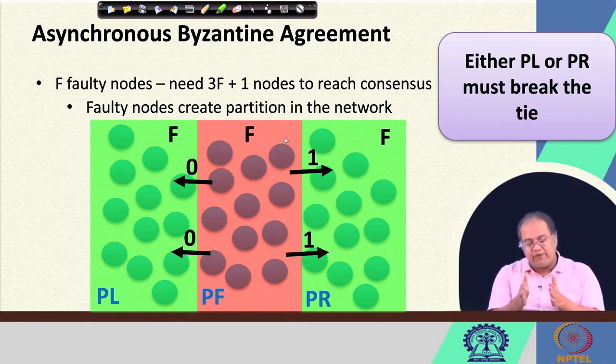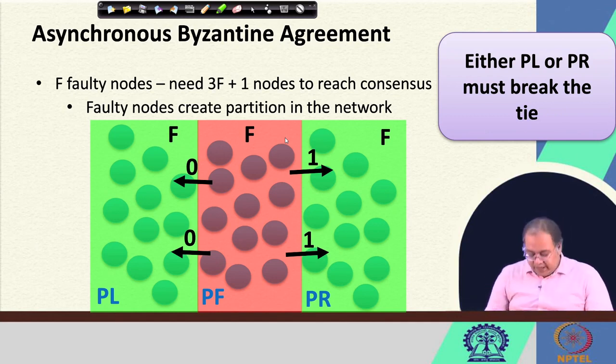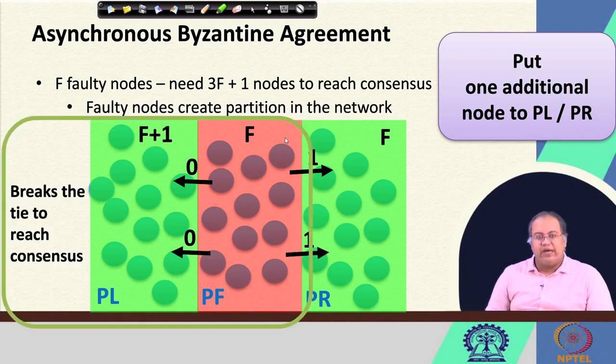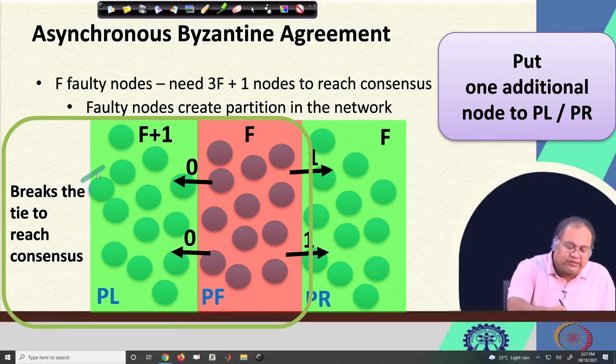Similarly, if I consider PF and PR together, they are going to help in reaching consensus, but there also I have equal numbers of nodes in both partitions: f faulty nodes as well as f correct nodes. So neither PL nor PR will come to an agreement. What we can do is put one additional node either in PL or in PR to break this tie. Let us put an additional node at PL, and this additional node helps me break this tie.